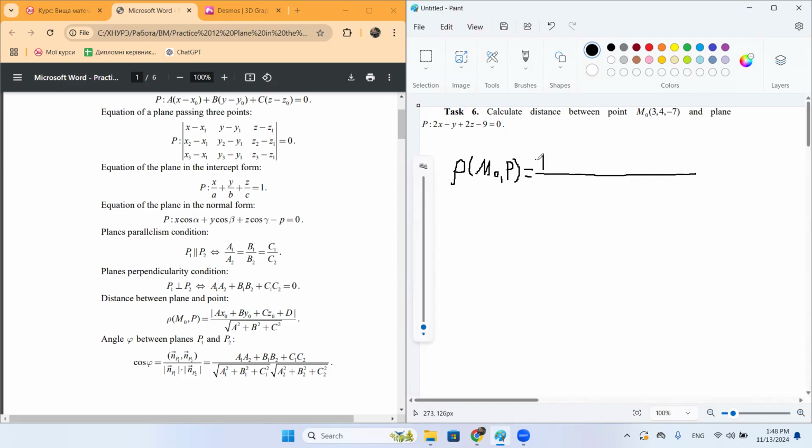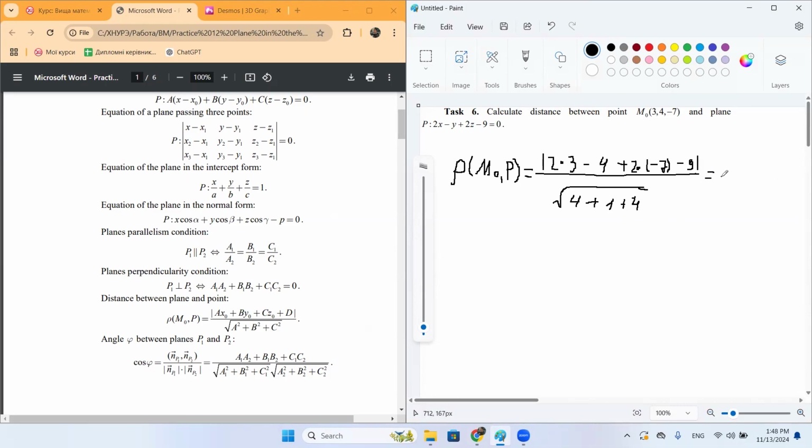So 2 by 3 minus 4 plus 2 by -7 -9. Yeah, and we take the magnitude from it. And here, square root of 4 plus 1 plus 4. By the way, nice square root.